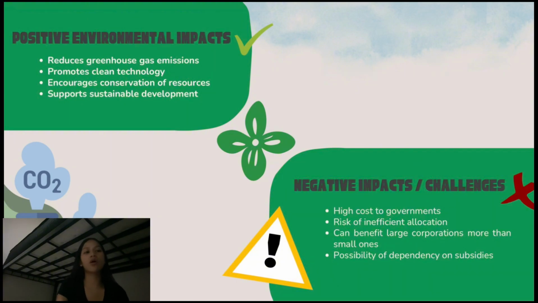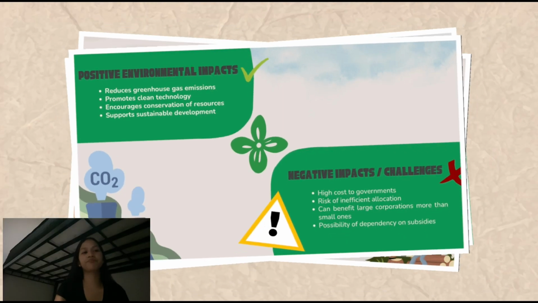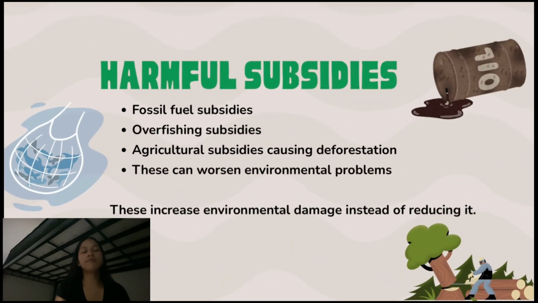However, not all subsidies are beneficial. Some subsidies harm the environment, such as fossil fuel support, overfishing, and deforestation-related agriculture. This increases the environmental damage instead of reducing it. For example, subsidizing fossil fuels makes them cheaper, so people use more, and it increases the pollution.